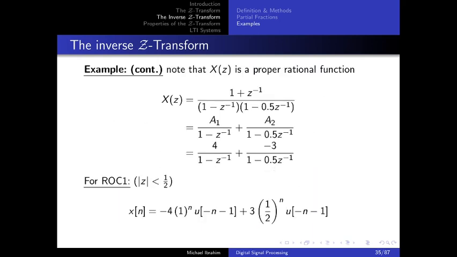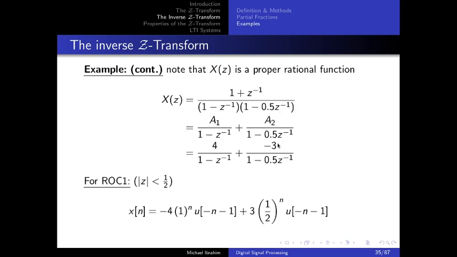So it would be like this. The 4 is a constant. It goes down the same way. And 1 over 1 minus z to the minus 1, this will give you the pole, which is 1 to the power n times u of minus n minus 1 with a negative sign. We got this from the lookup table we have built in the previous lectures.